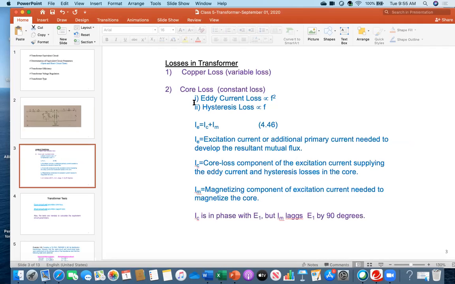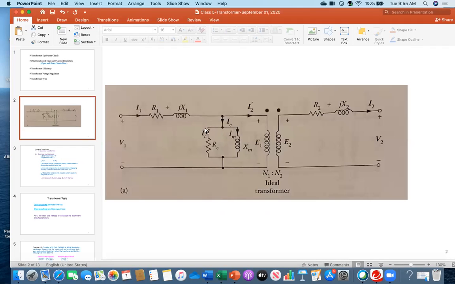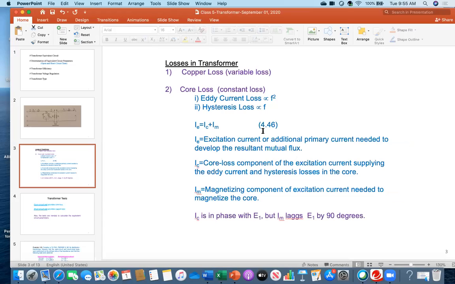Therefore, to represent this core loss, this is that portion, because this is loss, so you can treat this as just I squared R. So this excitation current, or additional primary current, is causing the loss through this path, and this is actually magnetizing. That's why I have explained this. If you see the book equation number 4.46, I has two components, IC plus IM, and I have written for you: I is the excitation current or additional primary current needed to develop the resultant mutual flux.